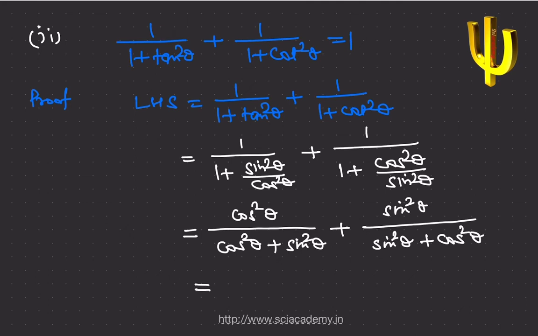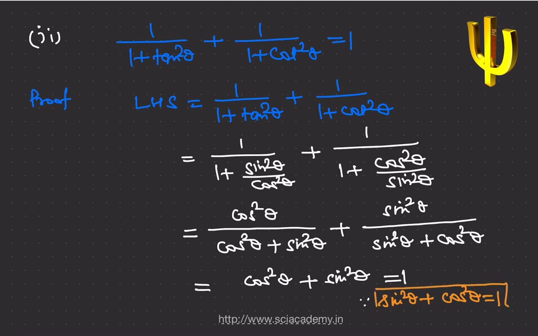So you can see that the denominator is equal to 1 for both of the terms. So we get cos square theta plus sin square theta, which equals to 1. This is because we know that sin square theta plus cos square theta equals to 1. So this is an identity. So we proved the problem, that is LHS equal to RHS.